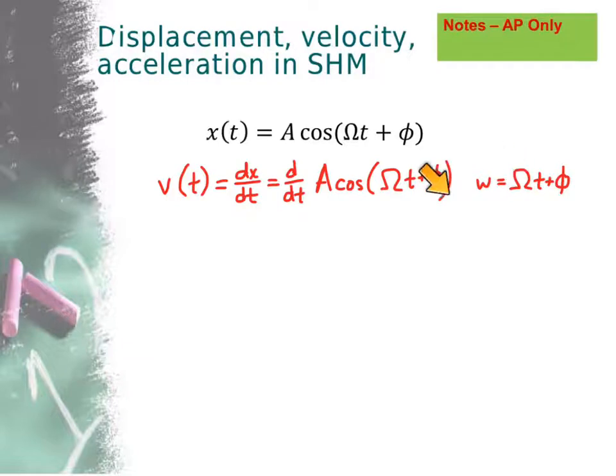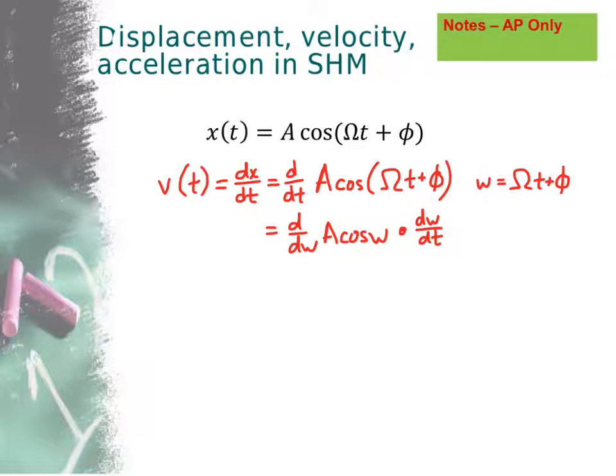So let's substitute w for this omega t plus phi inside of here. And then I'm going to apply the chain rule. I have to differentiate this with respect to w, and then I have to multiply that times dw/dt, because that's the chain rule.